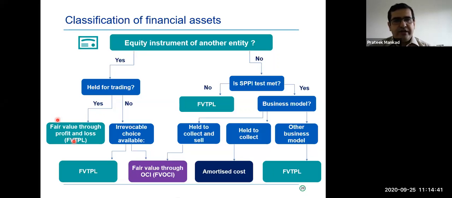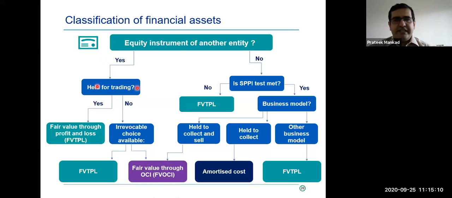If you are not going to hold it for trading, you then have a choice: either fair value through profit and loss account or fair value through OCI. If you choose fair value through OCI, all fair value changes, realized, unrealized, will always be parked in OCI. They will never come to P&L, they will never impact EPS. So equity instruments, that's the flow you follow.